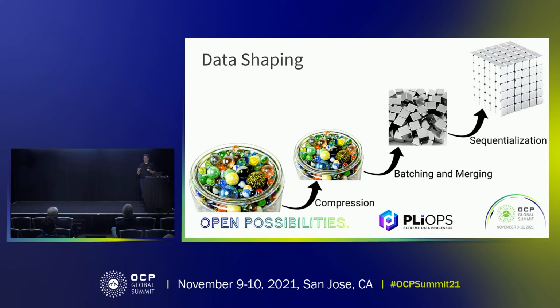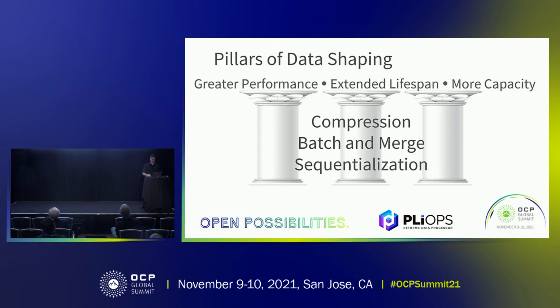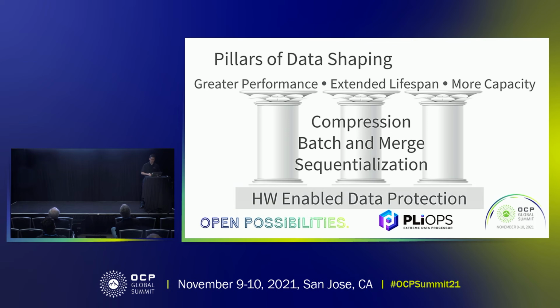Taking very random data and writing its compressed version to the drive in perfect alignment to indirection unit and NAND block size is how we optimize data for QLC. These three pillars will give you greater performance, lower write amplification, and thus extended drive life, and much more usable capacity. But you may ask, what about that last pain point? What about the blast radius issue? I completely agree, and that is something we cannot go without. We need to have all of these points built upon a foundation of hardware-enabled data protection.